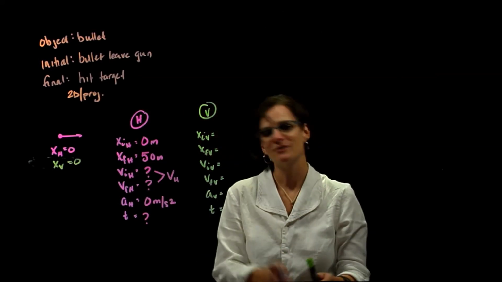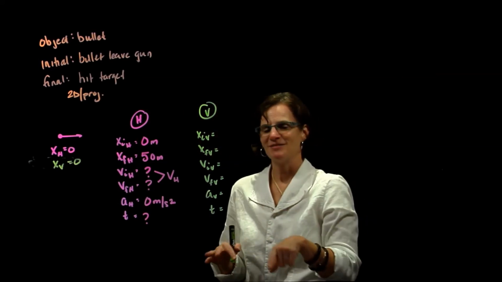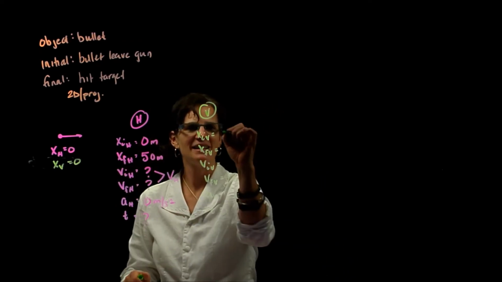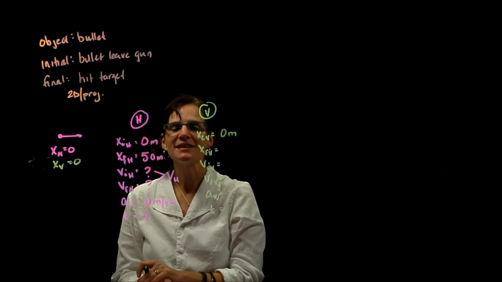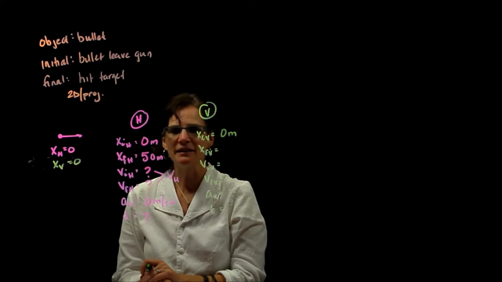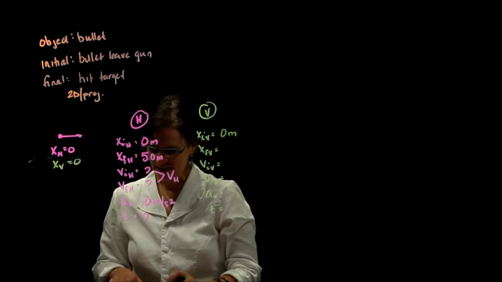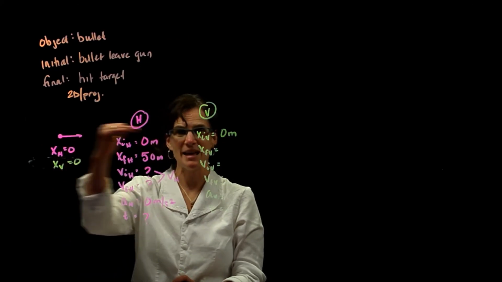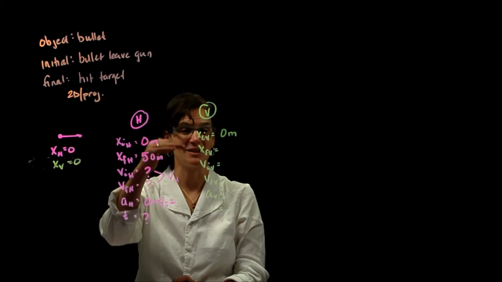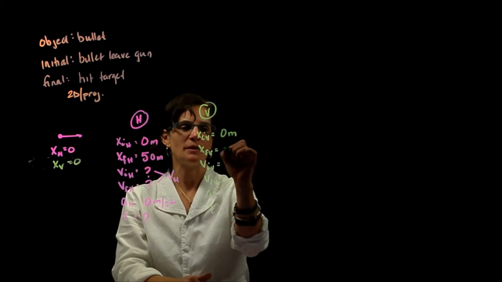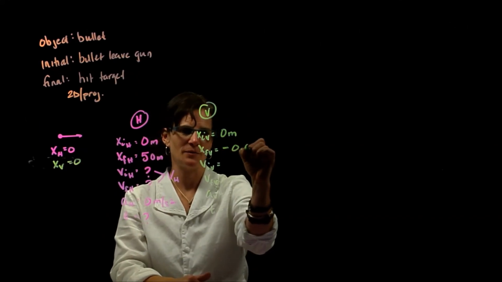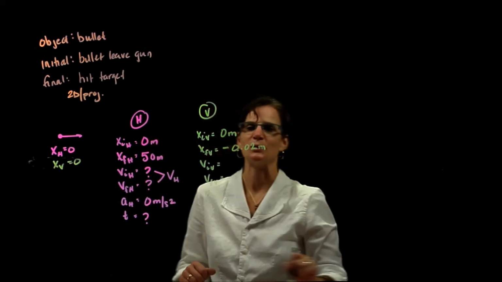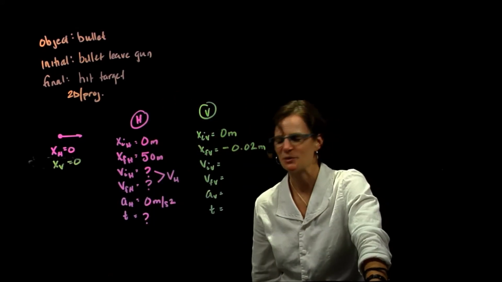All right, vertical list. Try to pause, make your vertical list, and then see if it matches. So it initially is at 0. That's where I set the vertical origin where the bullet took off. Final vertical position. It says it lands 2 centimeters below the aim point. So if I went purely horizontal, it would end at 0. But it ended 2 centimeters below 0, which is a negative, that's important, 0.02 meters. 2 centimeters is 0.02 meters.